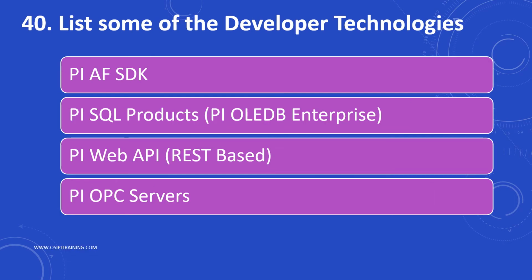List some of the developer technologies. There are various developer technologies in OSIsoft, and the common ones are the PI AF SDK, the PI SQL product, that is PI OLEDB Enterprise, and PI Web API, that is REST based, and PI OPC servers.